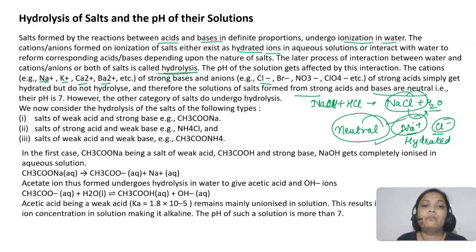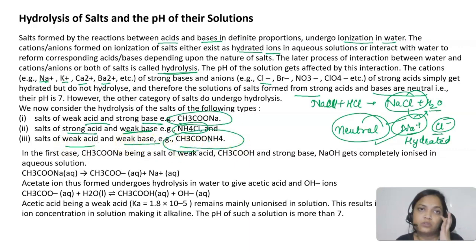Understood. But if we have other types of salts, meaning salts of a weak acid and strong base, such as sodium acetate, a salt of a strong acid and weak base, meaning ammonium chloride, a salt of a weak acid and weak base, meaning ammonium acetate, then their hydrolysis will happen. Okay, hydrolysis of these salts will happen. Like if I am talking about sodium acetate, it's a salt of a weak acid which is acetic acid and a strong base which is NaOH.